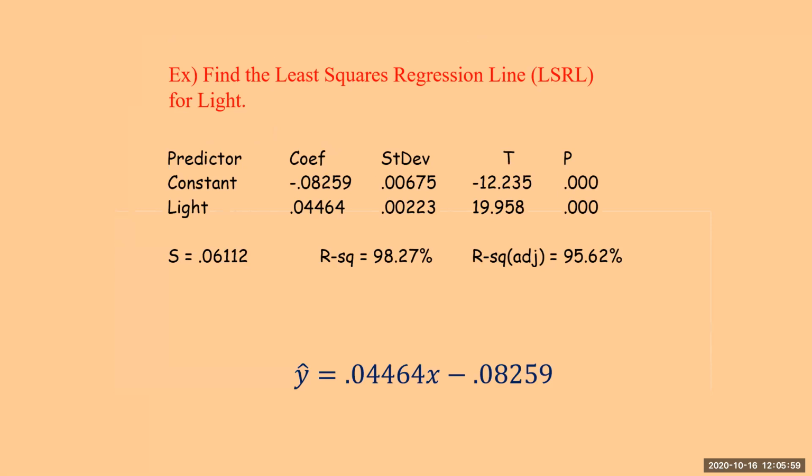So let's utilize that to help us find the least squares regression line for light here. We have this computer output. Notice constant is our y-intercept of negative 0.08259. Light, because it's not labeled constant or y-intercept, is our slope. So y hat equals, because it's predicted, 0.04464x minus 0.08259. If we wanted to find r squared it would be 0.9827. We could take the square root to find r. And again, our standard deviation of the residuals would be 0.06112.